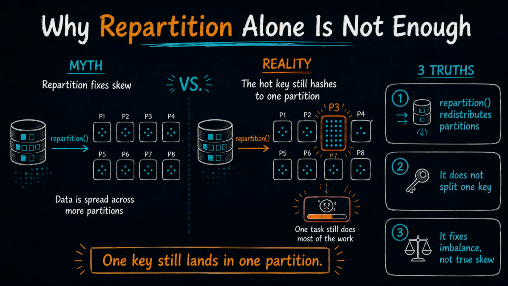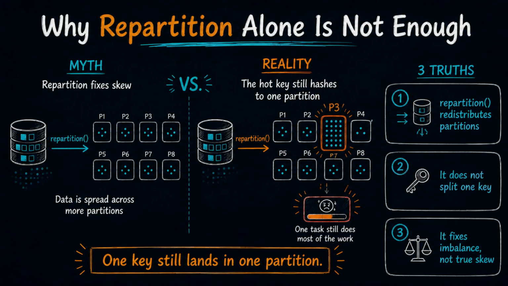A common mistake is thinking that repartition alone fixes skew. While repartition can redistribute data across more partitions and help with general imbalance, it doesn't automatically split a single key that causes the problem. If all records have the same hot key, the hash of that key will still point to one partition during a key-based shuffle. This means that even after repartitioning, the hot key can still end up in just one partition, causing one task to handle most of the work.